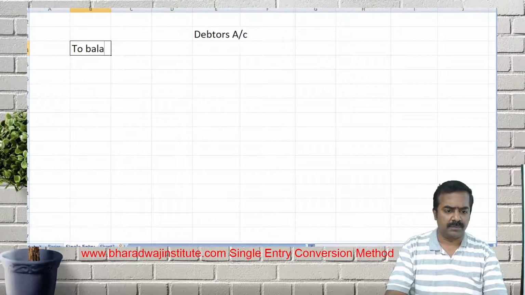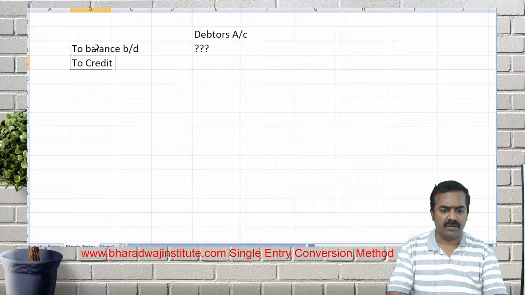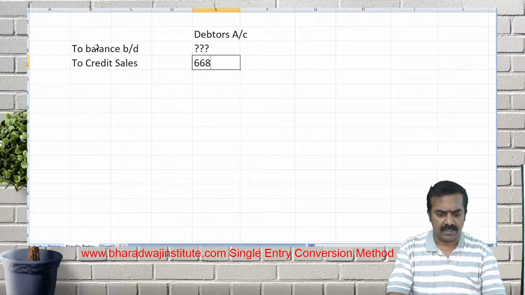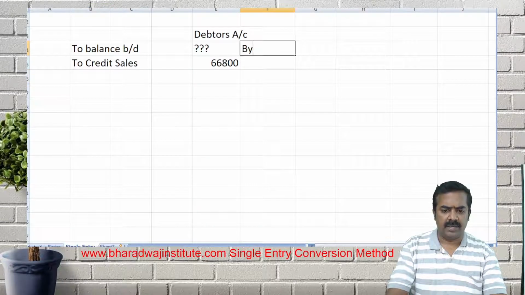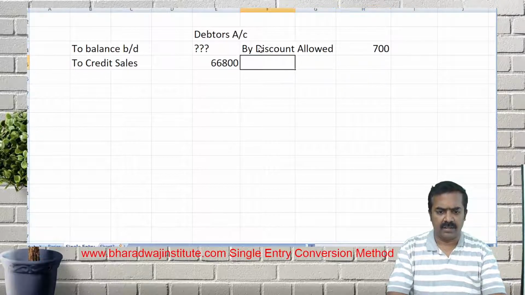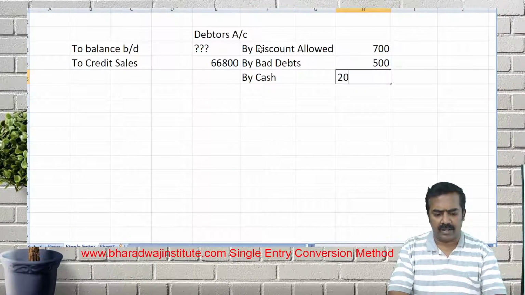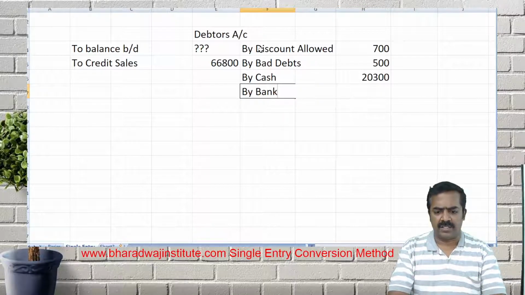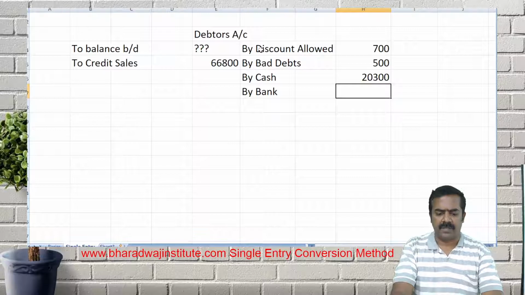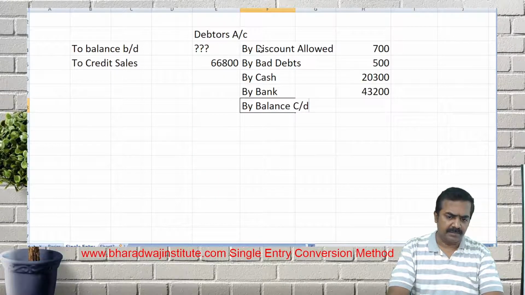To balance brought down. Is it available? No, sir, not available. Then to credit sales, which we have now worked out, 66,800. Then by discount allowed 700. Then by bad debts 500. By cash collection 20,300. By bank collection, how much cheque collection is there? Cheque collected from debtors 43,200. Any sales returns given in the problem? No. By balance carried down.